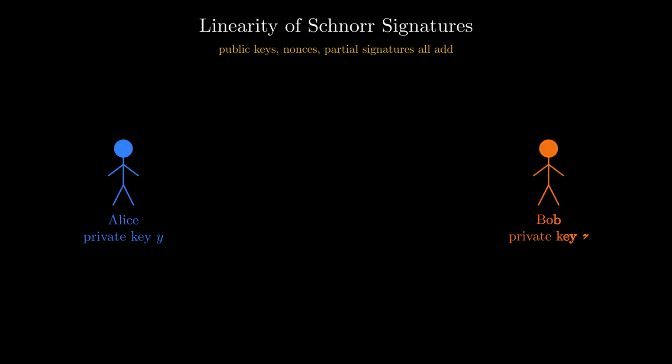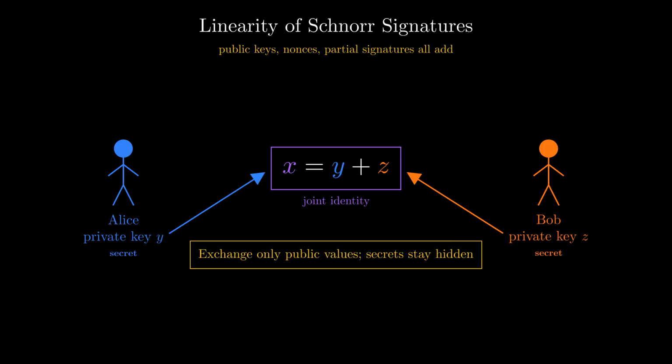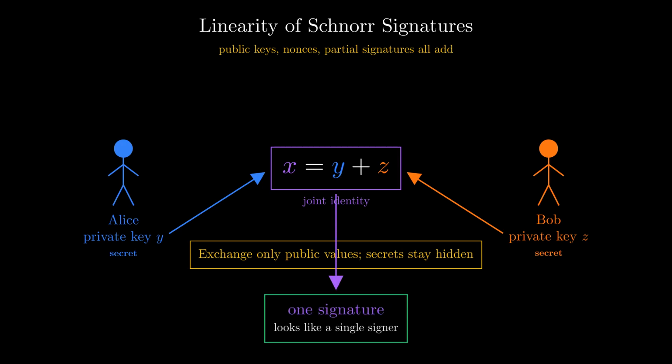A Schnorr signature proves knowledge of a private key, and because every operation is linear, public keys, nonces, and partial signatures all add together cleanly. Let Alice hold private key Y and let Bob hold private key Z. Together, they want to jointly prove knowledge of X, where X equals Y plus Z. Neither party reveals their secret. They exchange only public values. The combined output is a single signature, indistinguishable from one produced by a lone signer.